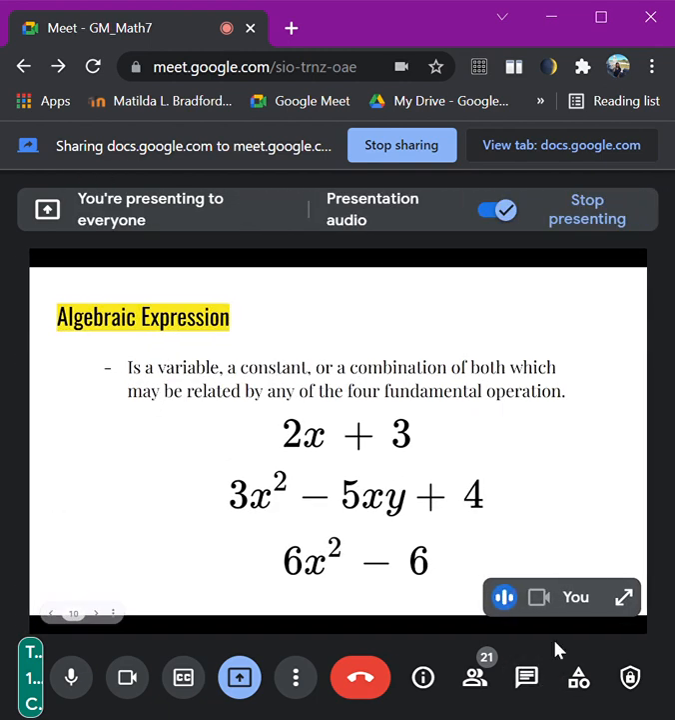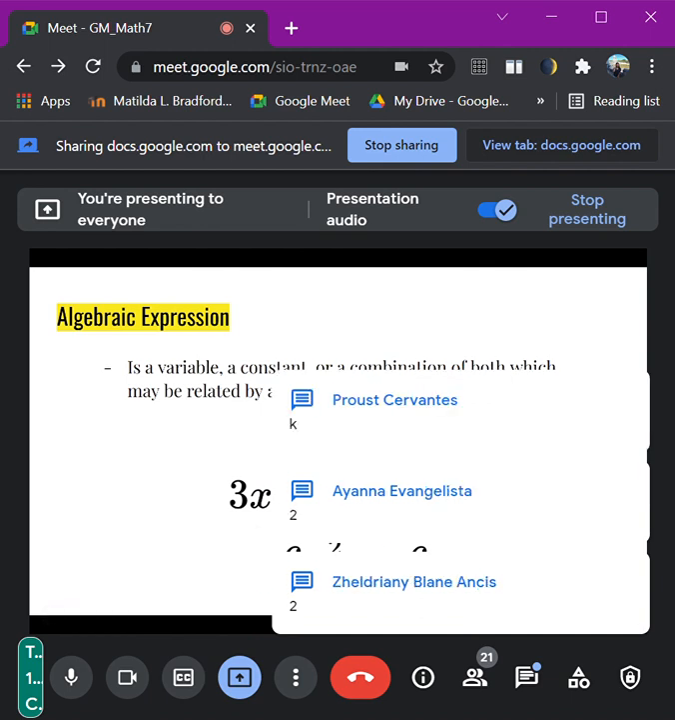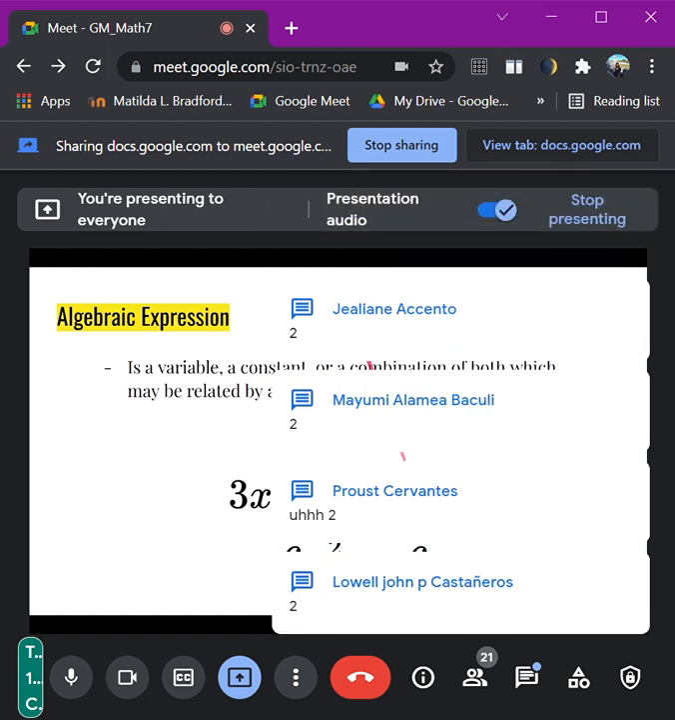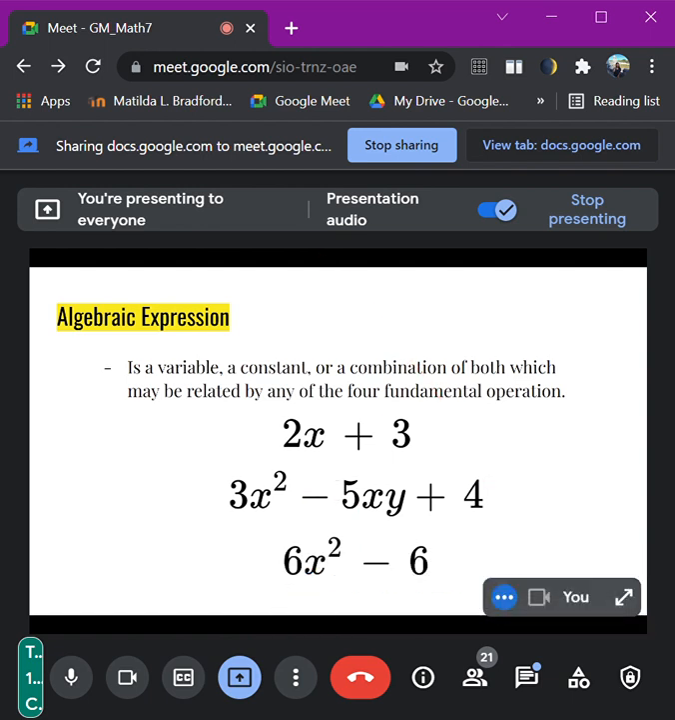Okay. Now, how about this one? How many terms does this have, class? How many terms? Very good. We have 2 terms. This one is our first term, and this one is our second term. Basta i-divide lang siya sa plus or minus, and then you count it. That is what we call terms.